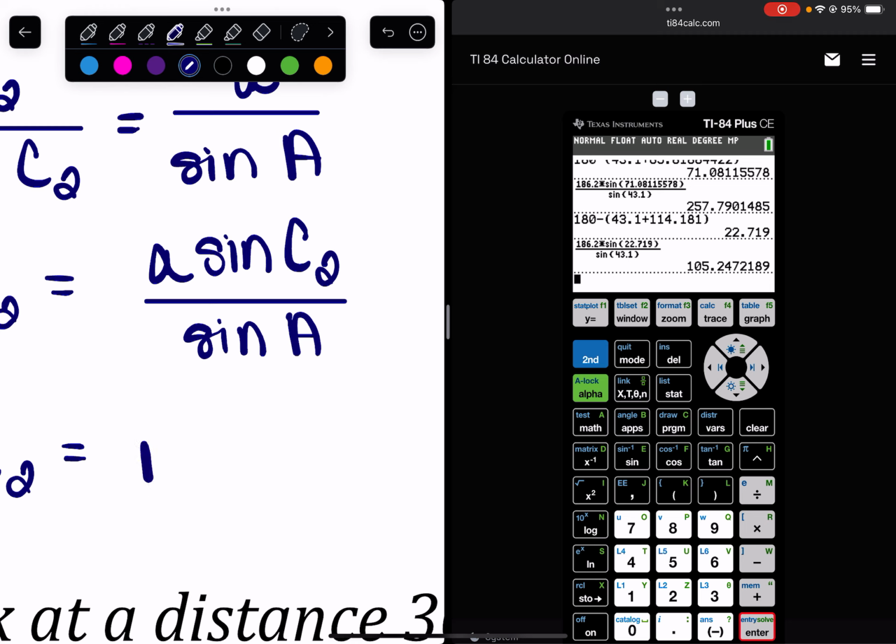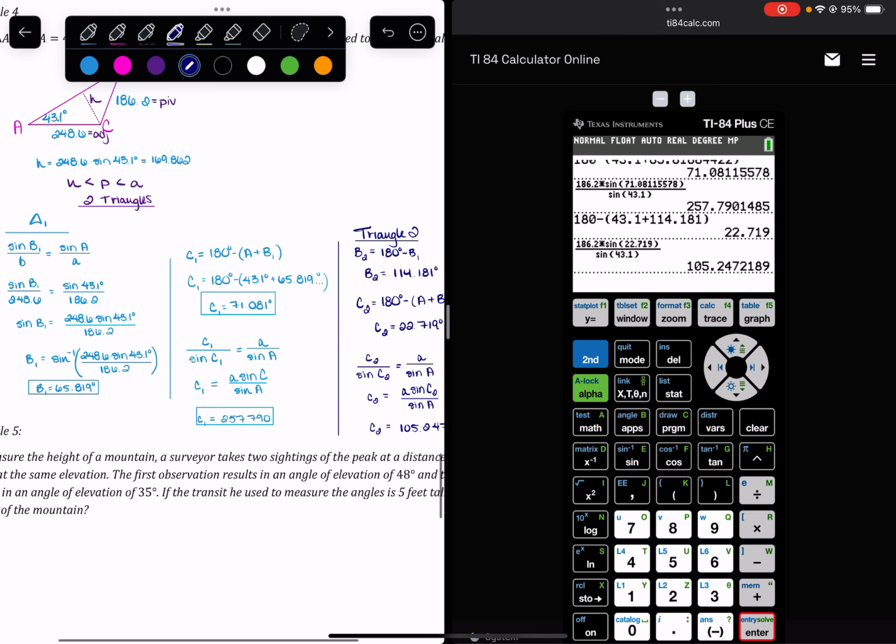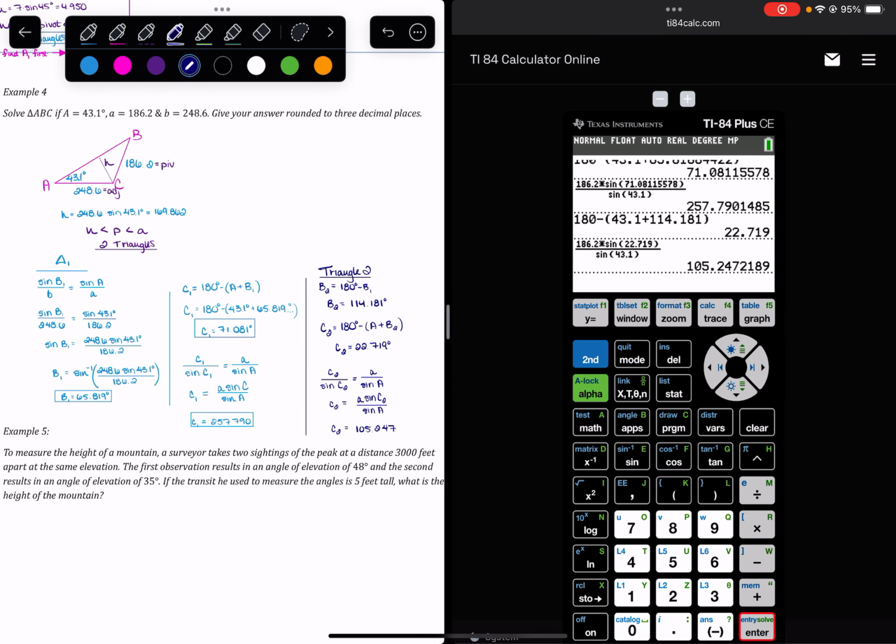And finally, we have our last missing side. So make sure you keep this organized. Triangle 1 versus triangle 2. You don't want to get this information mixed up, because the 3 answers go together with triangle 1 and the other 3 answers go together with triangle 2. All right.